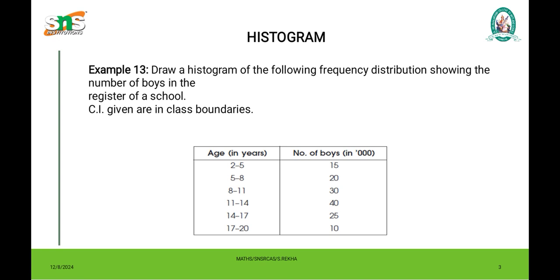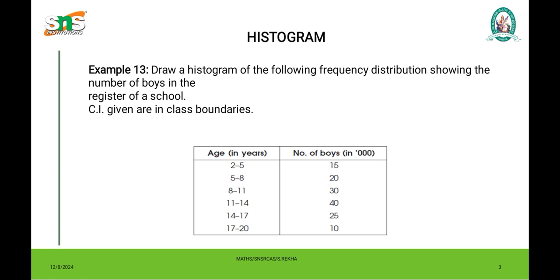So take some nearby school. For example, I have taken Violet Matriculation School. In the 2 to 5 group, the number of boys is 15. In the 5 to 8 group, 20 boys are studying; in 8 to 11, 30 boys; in 11 to 14, 40; in 14 to 17, 25 boys; and in 17 to 20, it is 10 boys. So these are the data given. How to represent this in the form of a histogram, we can see in the next PPT.